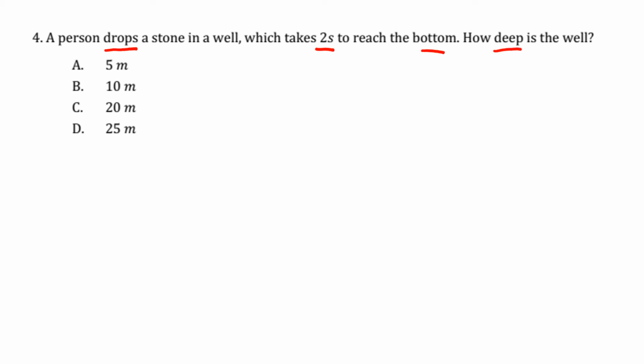Now in this case, it seems like we're only given one quantity, but the word drops simply means that the initial velocity of the object is equal to 0 meters per second. Since it's actually falling, we also have the acceleration, which is equal to g, that is negative 9.8 meters per second squared. And it's asking us how deep is the well. So deep is actually related to displacement.